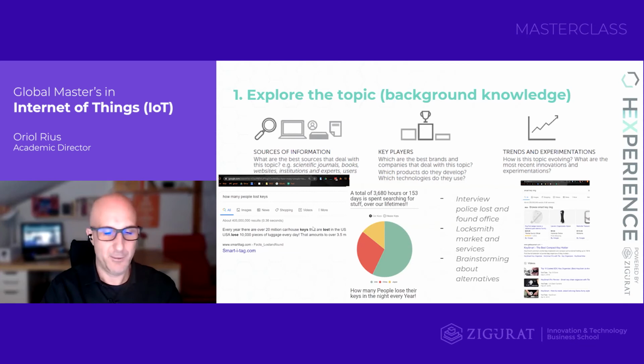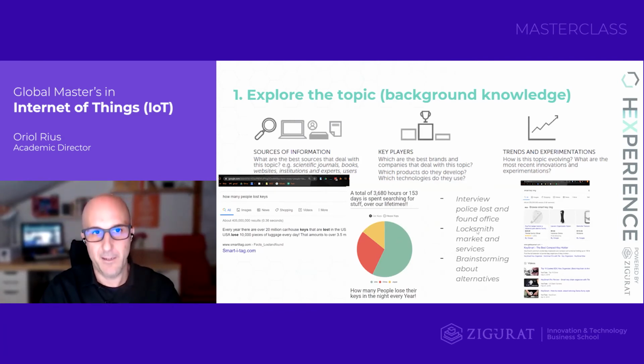But if we spend much more time looking around, we can find other relevant information, like a total of 3.6 thousand hours, or 153 days, is spent searching for stuff over our lifetimes. Wow, not bad, not bad. So very relevant information that reduces our uncertainty about whether our smart key rings make sense or not.